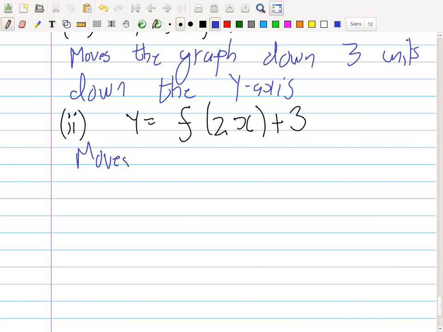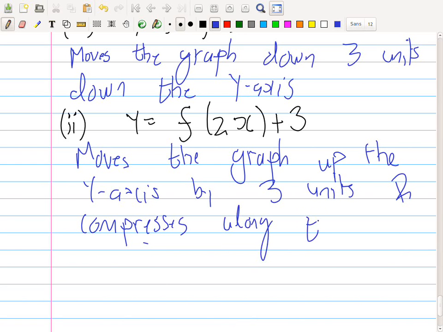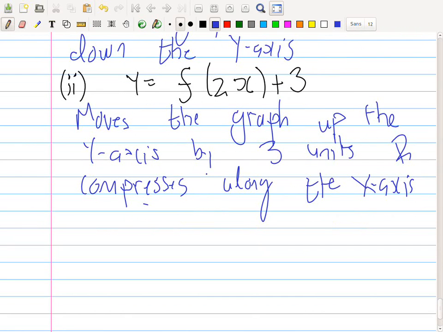Moves the graph up the y-axis by 3 units and compresses along the x-axis by 50%, or by a factor of 2.